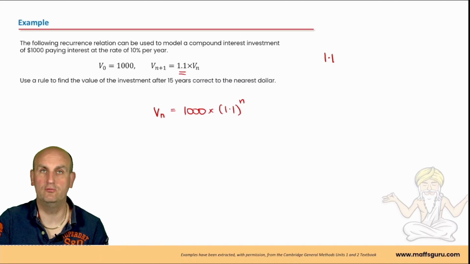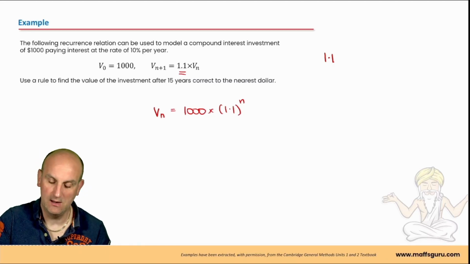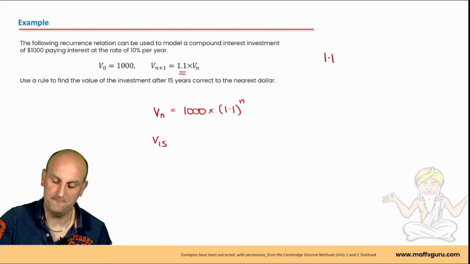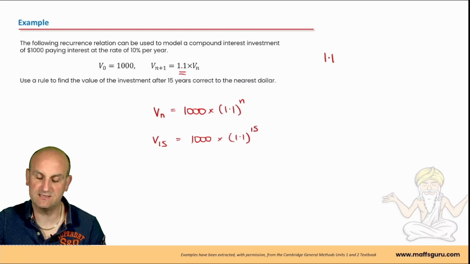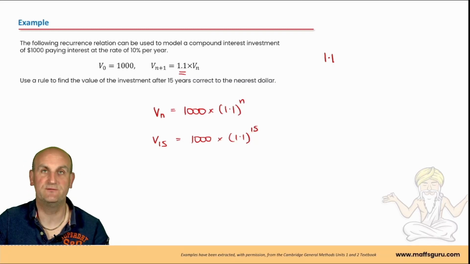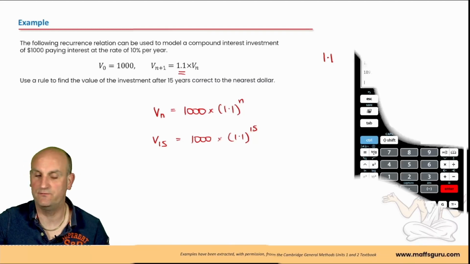So that's my rule written in terms of n, but now I want to find V of 15. That's going to be 1,000 times 1.1 to the power of 15. Now notice it's not n minus 1 in this. I know that previously it was n minus 1. Now it's just the value of n. And I suppose that's where maths tends to confuse people.